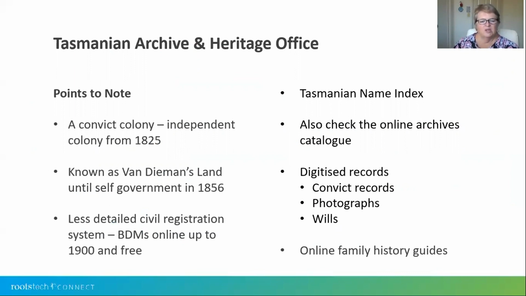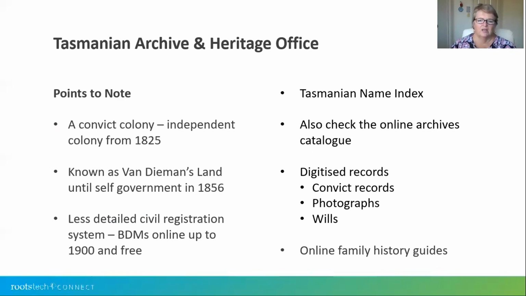They also adopted a less detailed civil registration system. And again, that was to hide convicts in the family. So you won't find parents' names on marriage certificates or parents' names on death certificates. They're fairly basic records, but they are online and they are free, and it's up to 1900. So it's a bit of a trade-off there, but we do find that it's not as helpful as the certificates in the eastern states.